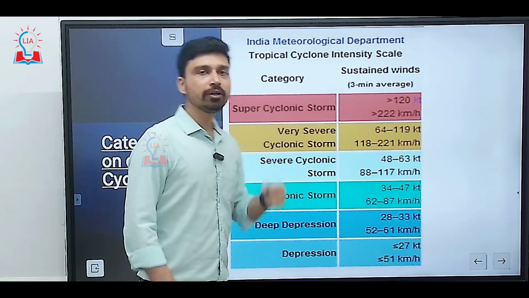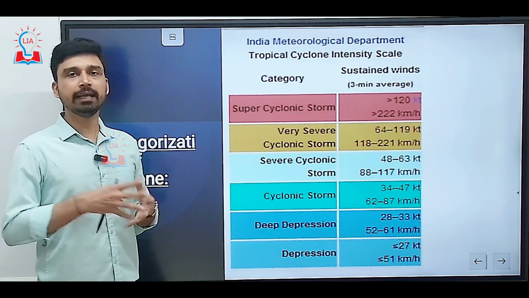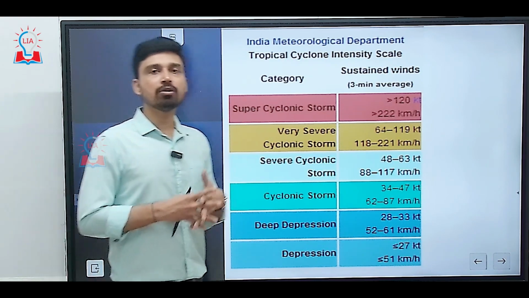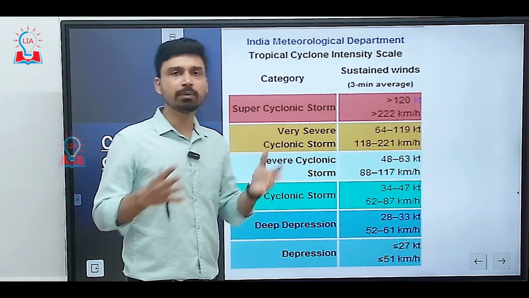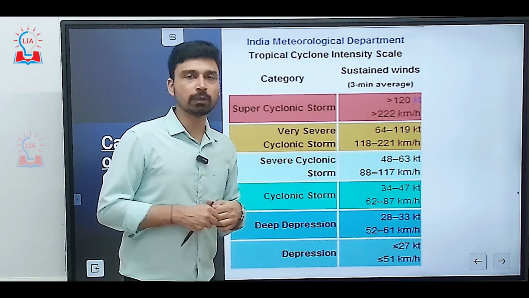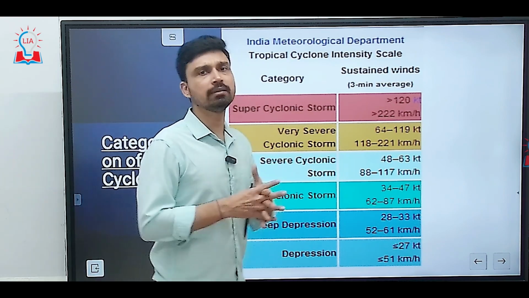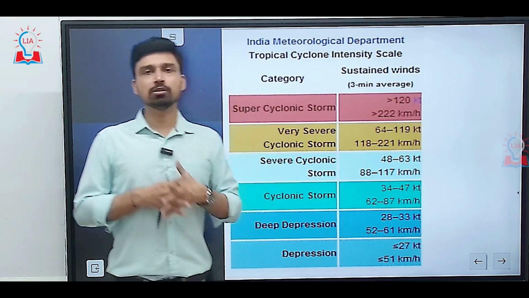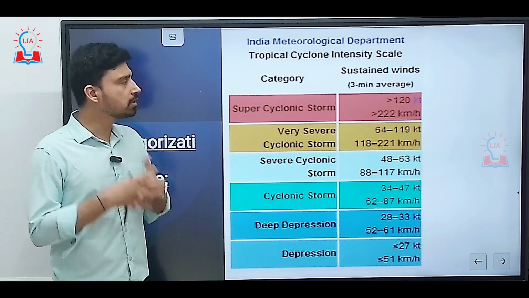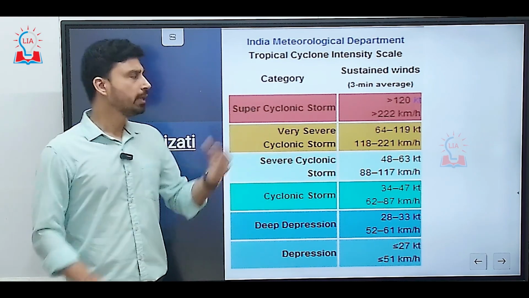Now, this super cyclonic storm is a very rare phenomenon. It happens once or twice in a decade, and whenever it happens, it causes massive loss to life, economic infrastructure, as well as other infrastructure. The most famous or infamous super cyclone that has struck India was in the year 1999, where it caused a lot of losses, both in terms of human casualties as well as economic losses in the coastline of Odisha.